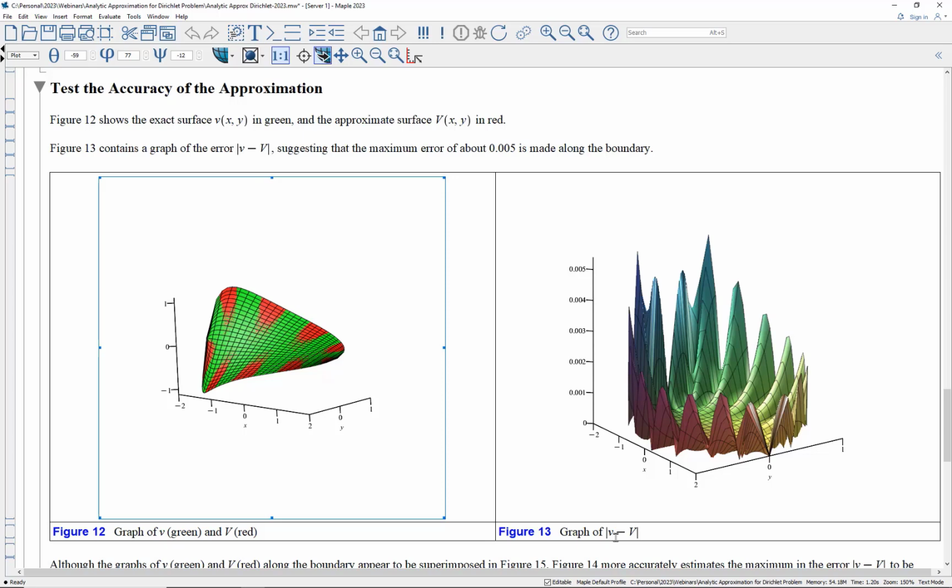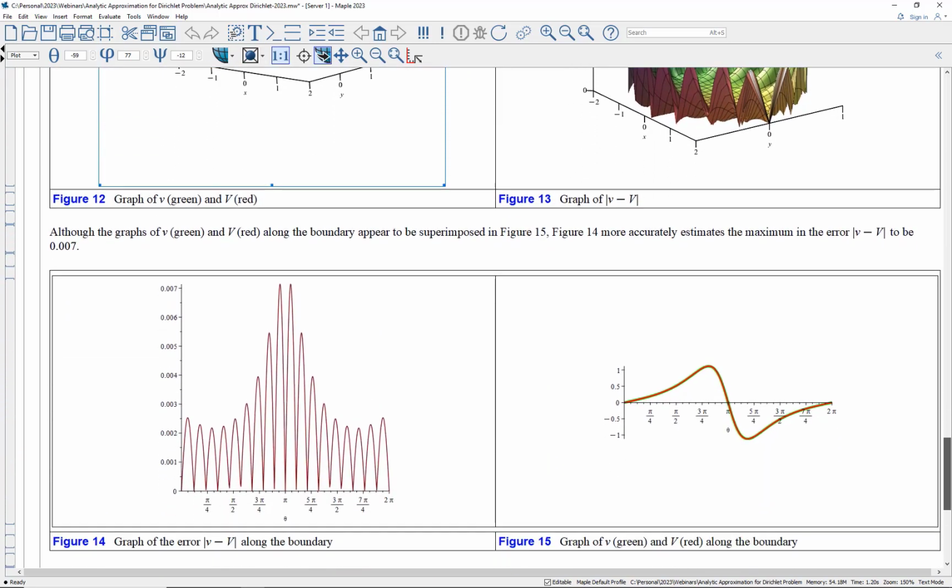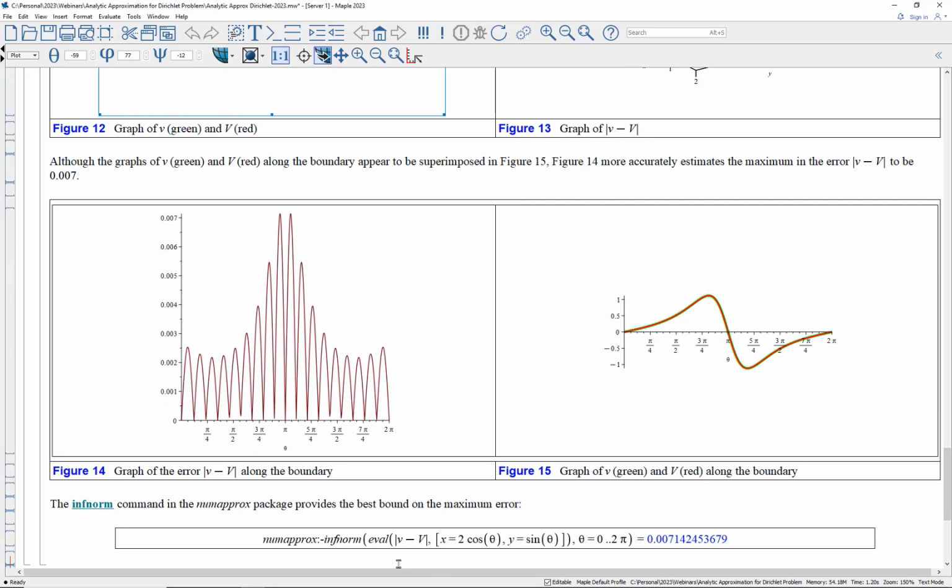Here we look at a graph of the absolute value of the difference between the exact and the approximate, and the biggest peak seems to be 5, 6, maybe 7 thousandths. Here I'm looking at the edge, so this is the absolute value of the difference around the boundary. Again, you can see the peak seems to be around pi and 7 thousandths. Here I've superimposed the exact and the approximate along the boundary, and the two curves seem to lie one on top of the other. Here I'm looking at the inf norm, or in other words, the maximum value of the absolute value of the difference between the exact and the approximate, and it's 7 thousandths, a tiny bit more.